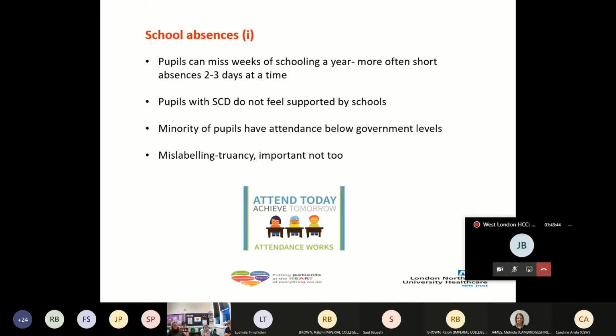So looking at school absences, children with sickle cell disease, if they're having lots of crises, can miss several weeks of schooling a year, but more often than not they only miss 2 or 3 days at a time. The majority of children and families with the condition probably manage most of their pain crises at home. It's probably difficult to quantify, but most children probably have a couple of admissions a year. They could have pain several times every month, but they don't need admitting to hospital all the time.